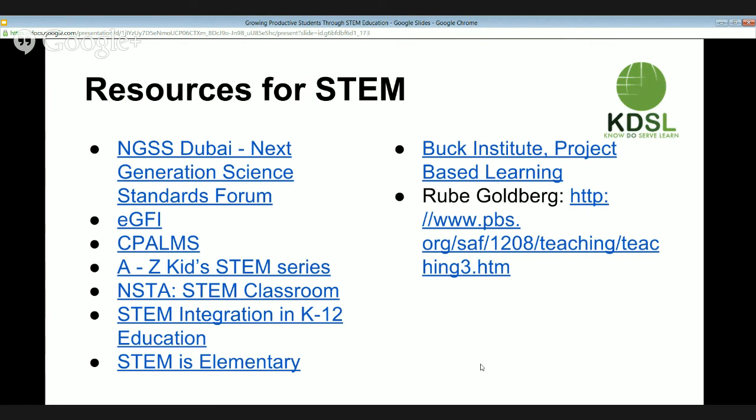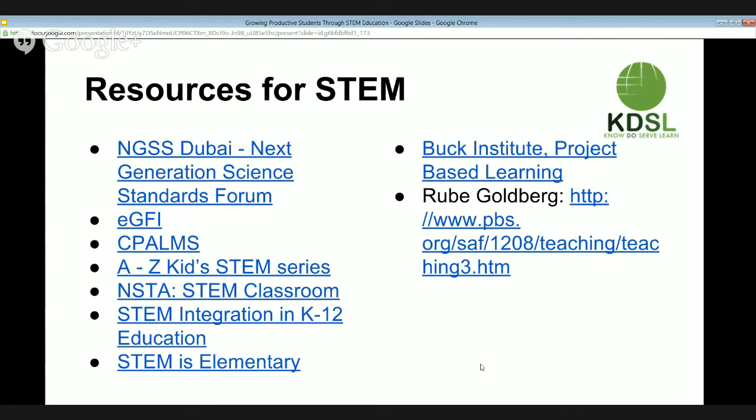However, the PDF is a free download on that website, and I recommend that you download it. The NRC is the same organization that put out the frameworks for K-12 science education, which is the document that the NGSS standards are based on. So this is great material.